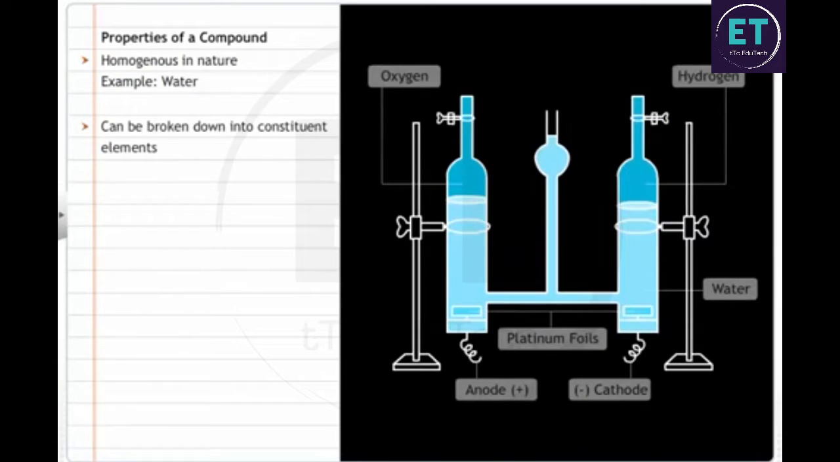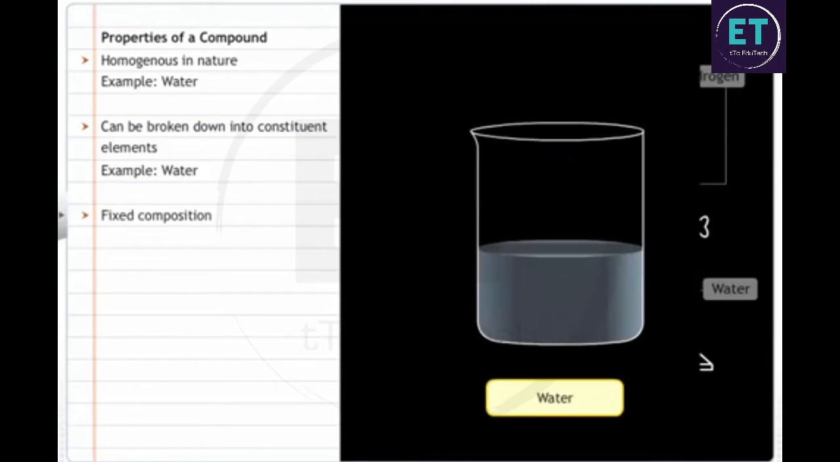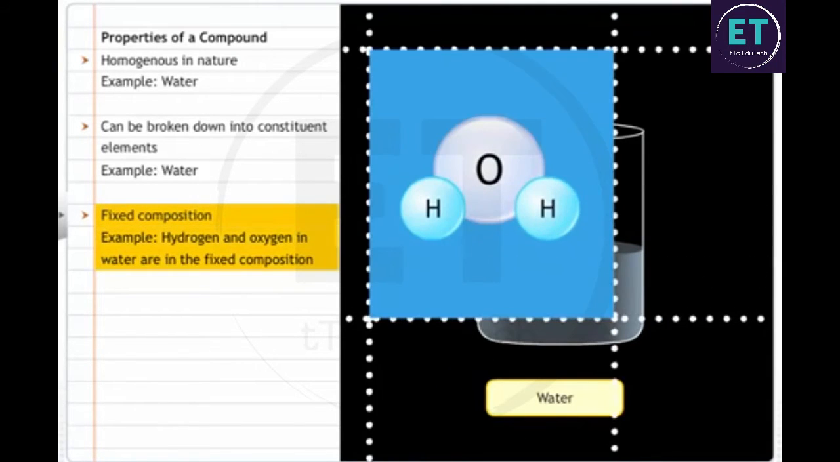A compound can be broken into its constituents. For example, water can be broken into constituent elements, hydrogen and oxygen, by the process of electrolysis. A compound has a fixed composition. For example, a water molecule is always composed of 2 hydrogen atoms and 1 oxygen atom.